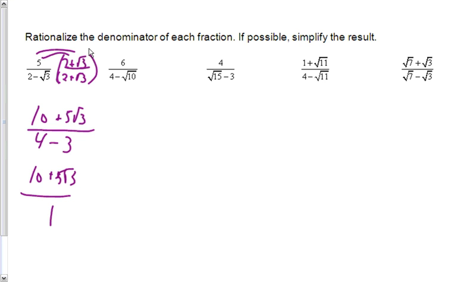Okay. Over here, we multiply by the conjugate. Well, that's 4 plus radical 10. Then you do it to the top.